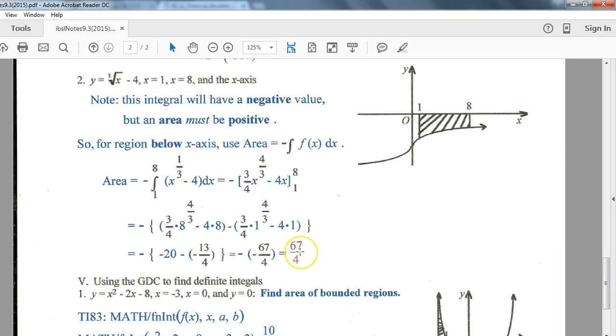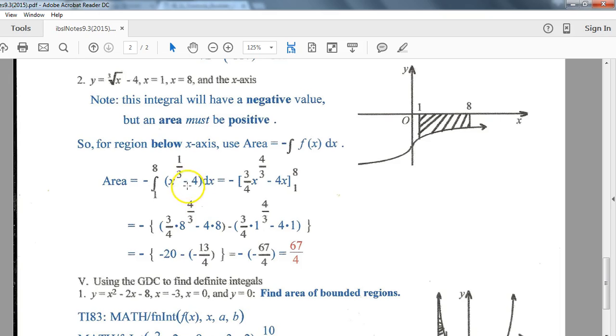Of course, we never state the area as a negative. We always state it as a positive. So that's what you're seeing, this concept right here. If it's below the x-axis, we're going to throw in a negative for the integral so we can cancel out the negative that we're going to get in our answer so we can have a positive answer. We'd never state the area as a negative.